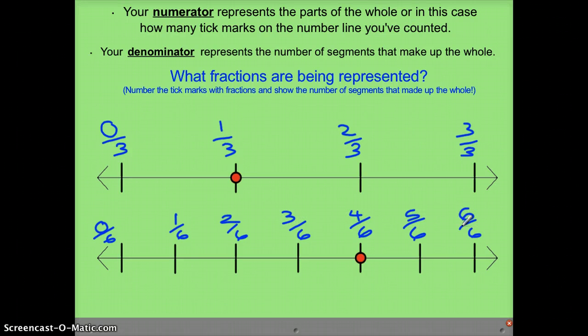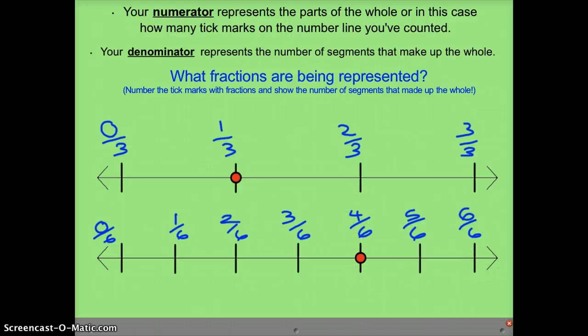Now remember my little hint here is if I'm starting at 0 and I'm ending at 1 whole, then I know I've set it up correctly because my numerator and denominator are the same and they ended on the last tick mark. Now I'm just going to count and see. This point corresponds to this fraction, so this number line represents the fraction 4/6.